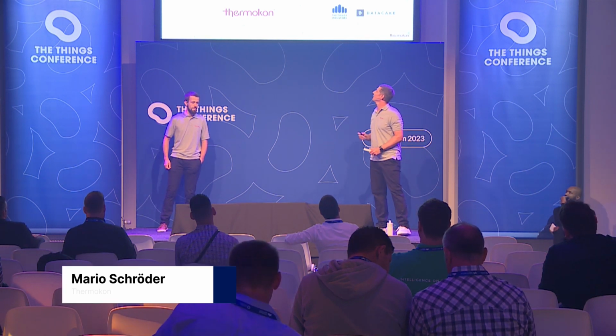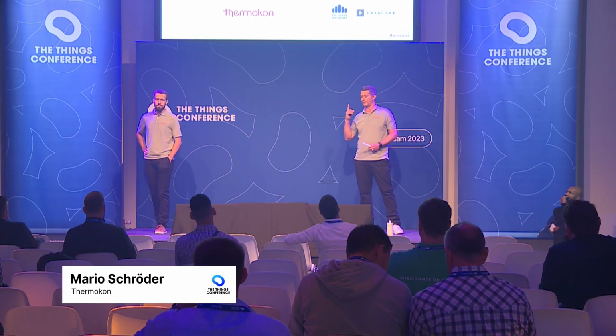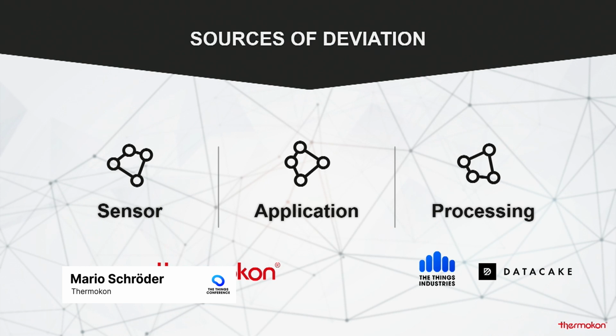We can separate the deviations into three categories. Number one is the sensor by itself. Number two is the application. And number three is processing the data. On the next slides, we will focus on the sensor and then the application side.